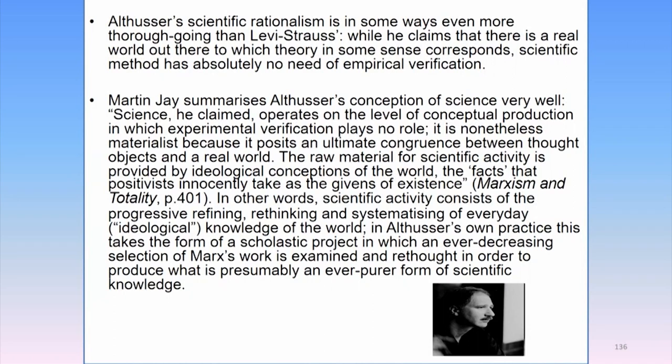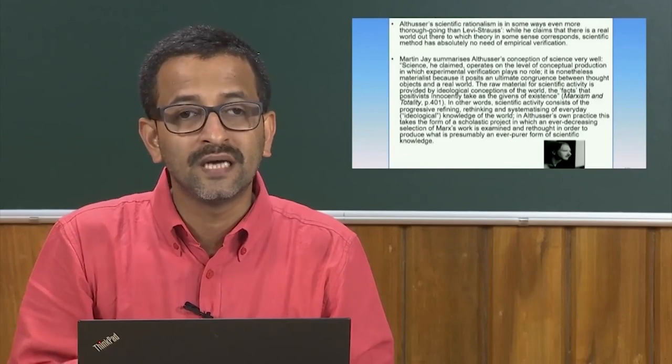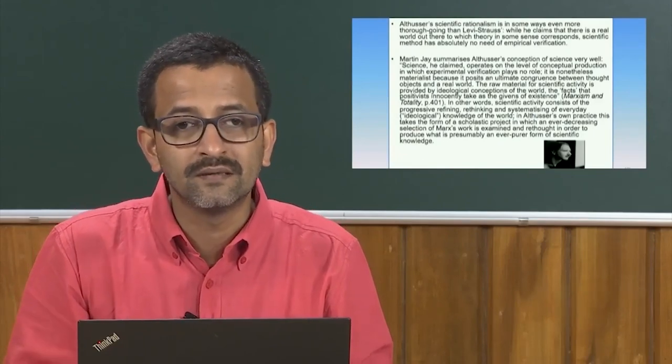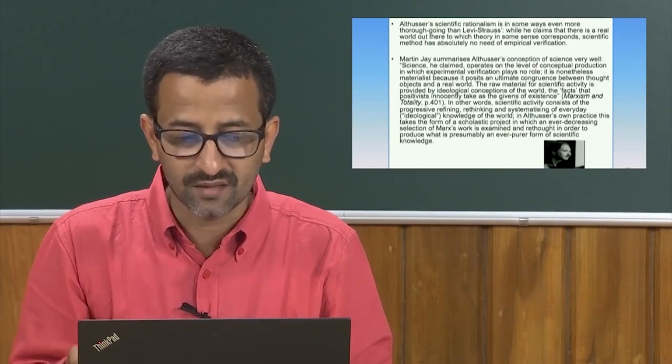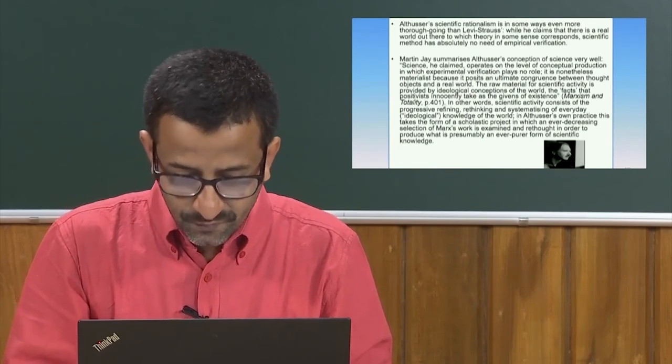And if science can mediate between thought objects and a real world, this contributes immensely to our critical engagement with modernity, because science is not simply about ideas or reality, but science is able to mediate between ideas and social, political, economic realities. That is what Martin J. in Marxism and Totality referred to.